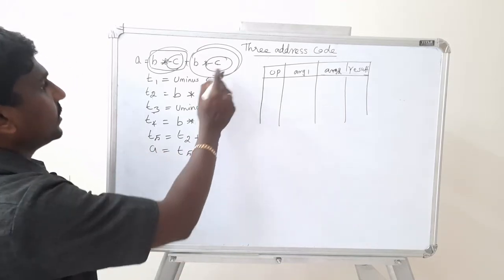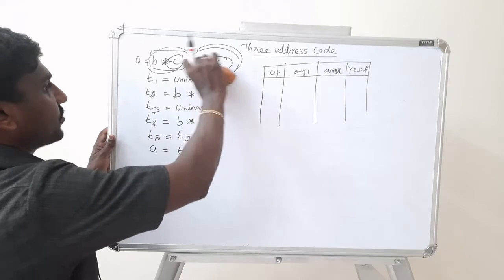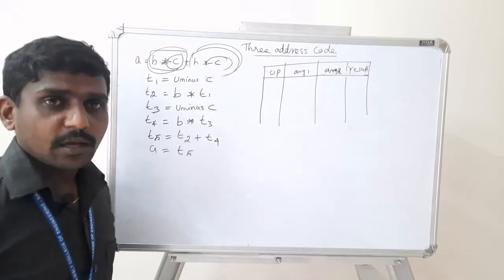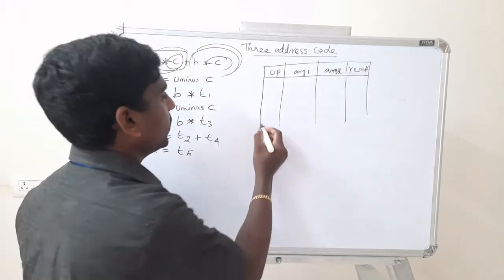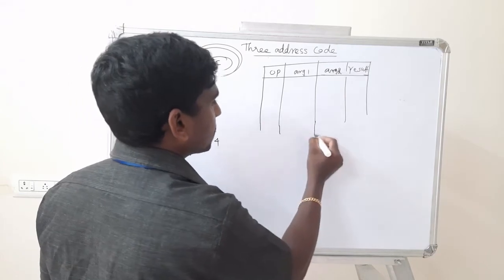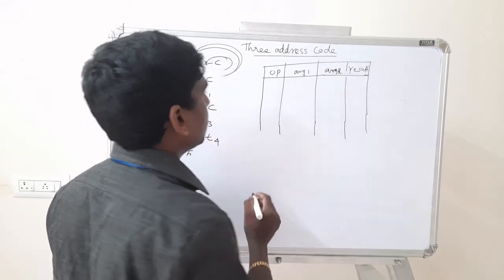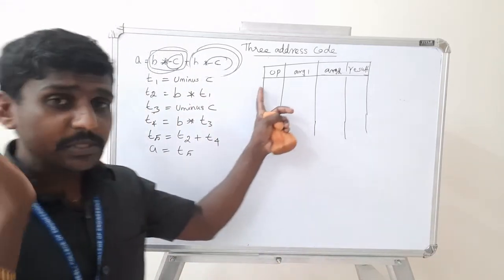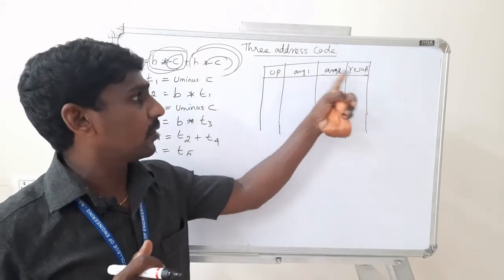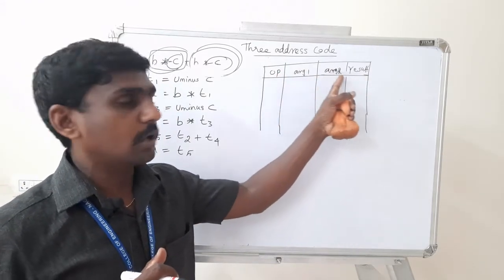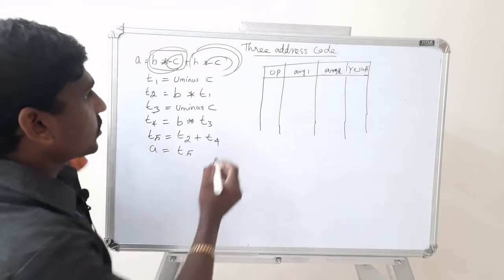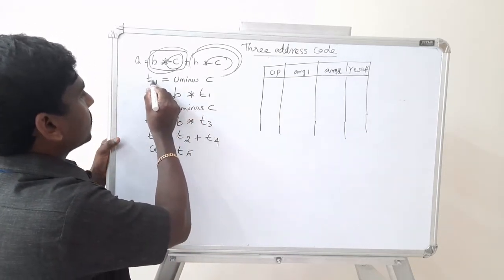So this is the 3 address code for the given expression. Clear? How to implement this 3 address code in quadruples, that is the rule. Quadruples have 4 values: operator, argument 1, argument 2 and result. So first you take the first 3 address code.